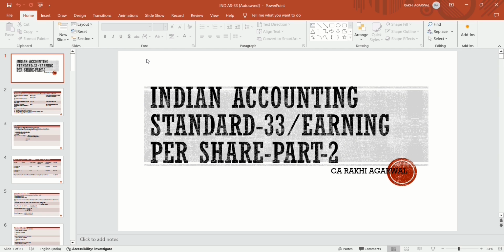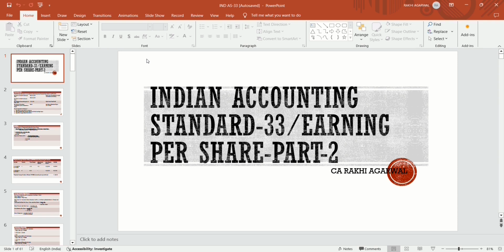In previous discussion in part 1 we had discussed how to calculate the basic EPS, how to calculate the weighted average number of equity shares in case of partly paid shares, in case of fully paid shares, in case of bonus issue, how we will calculate the EPS in case of bonus issue.